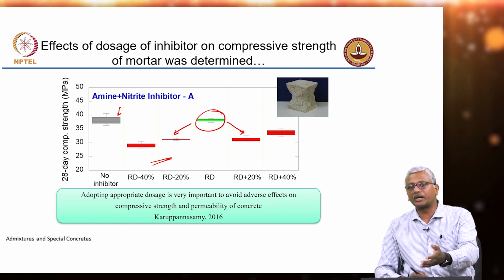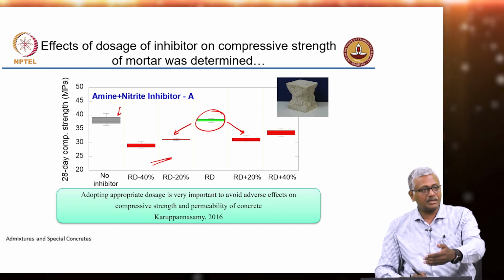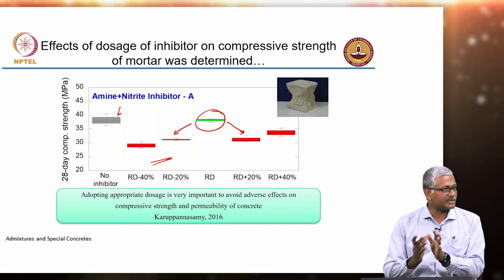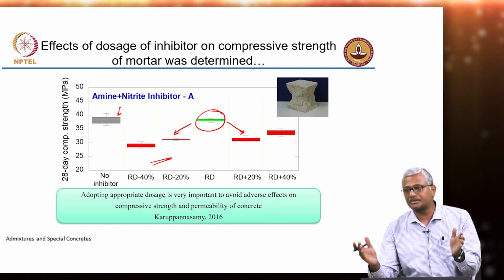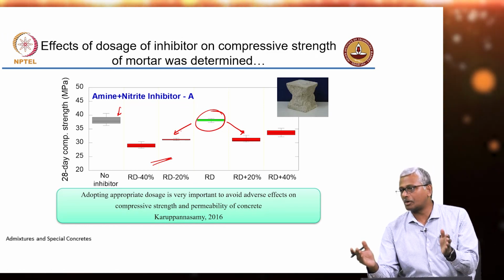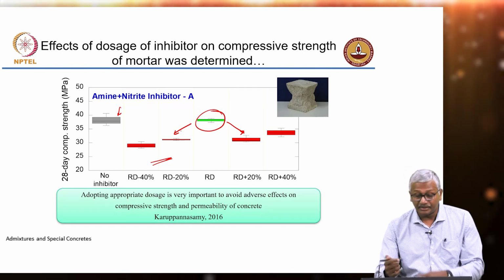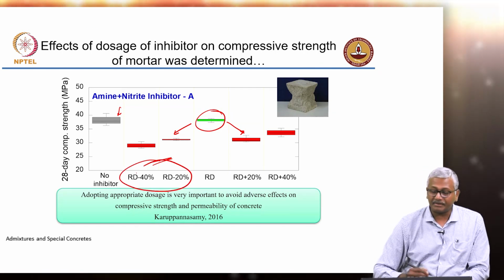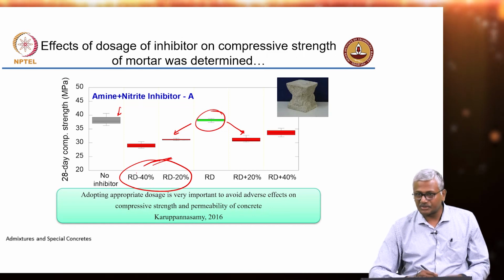So, if you look at the manufacturer's data sheet, they need to ascertain that the admixture in its recommended dosage levels should not adversely affect any of the properties of concrete. But here we are seeing that this is quite surprising, that even at lower dosages, it is actually reducing strength.